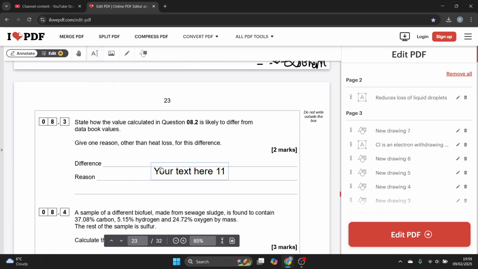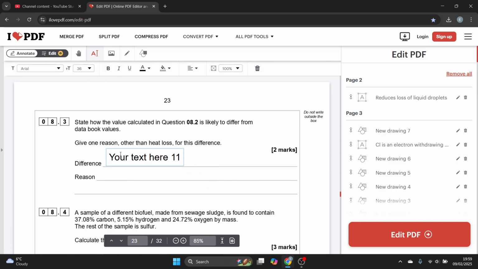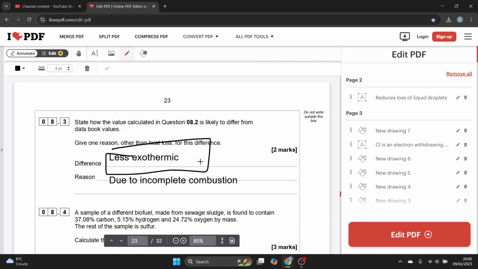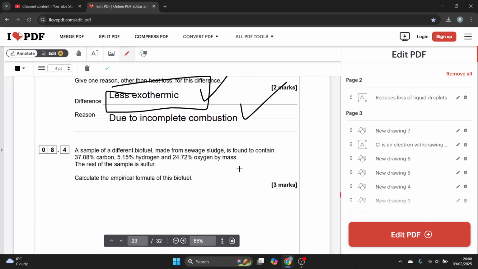State how the value calculated in question A might differ, give one reason other than heat loss. Less exothermic due to incomplete combustion.